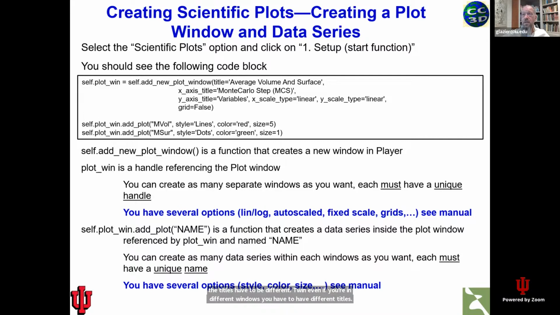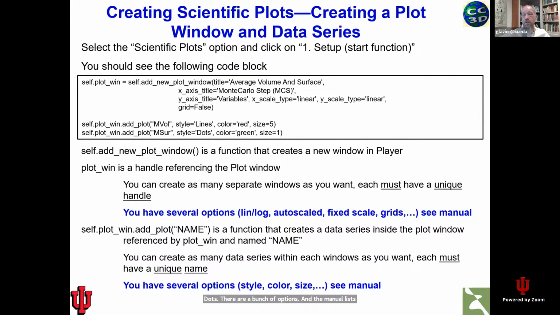X-axis title, Y-axis title are optional. Linear versus log scale are optional. Grid lines are optional. And then we have to add our data series. So if you want to add two data series to the same plot window, we can do that. And we have some basic ideas, lines, color, size of the line, dots. There are a bunch of options, and the manual lists a lot of them.